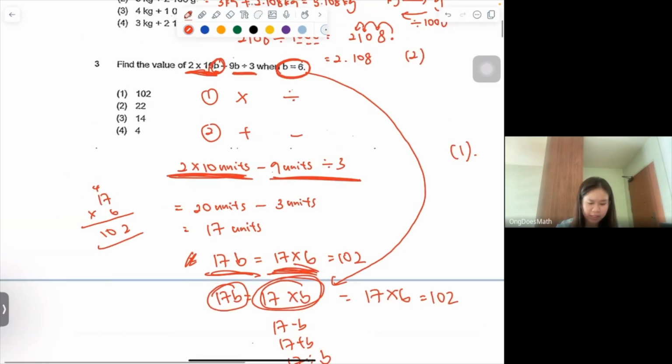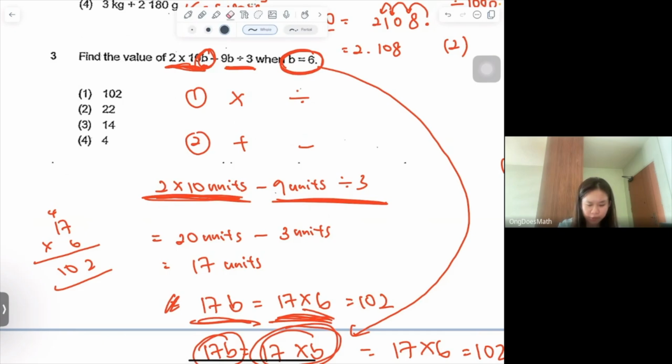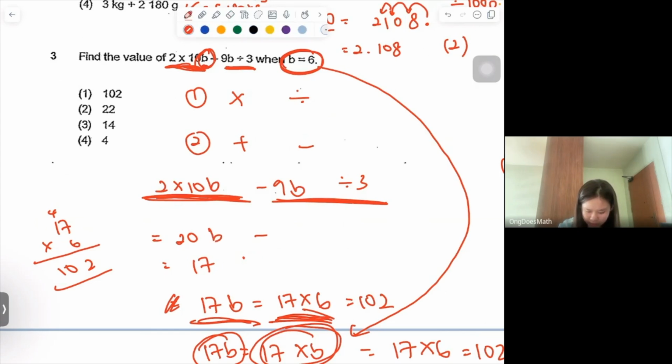Of course, if you are very good with algebra, you don't need to replace B with units. So basically, all these units can just be B. You can just put it as B. There's no need for you to replace it with units. So it'll just be B, B, B. So in the end you'll still get 17B.